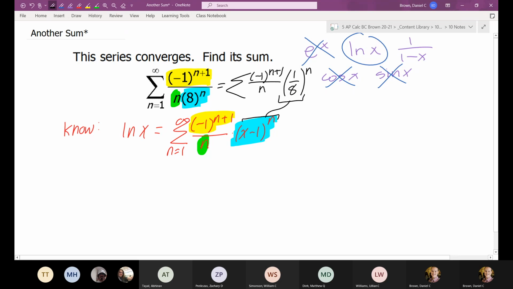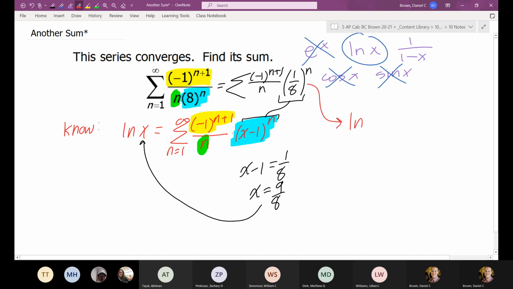So if in the one that's given I have 1/8 to the nth, and in the one that we know we have x minus 1 to the nth, what do we now know x minus 1 has to be equal to? 1 over 8. So x is equal to what? 9/8. Well, where does that x go? That x goes in where the natural log of x is. So what can we say about that original series? What does this original series converge to? It converges to the natural log of 9/8.